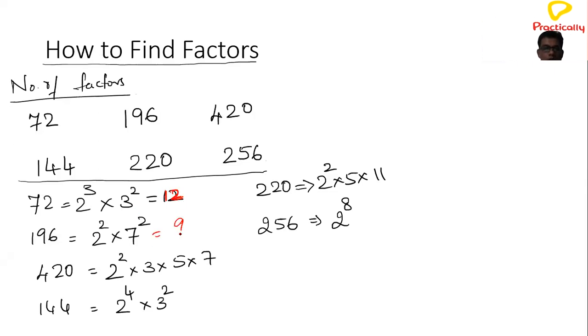3 3s are 9 is the total number of factors for 196. 3 2s are 6, 6 2s are 12, 12 2s are 24 is the total number of factors for 420. 5 3s are 15 is the total number of factors for 144. 3 2s are 6, 6 2s are 12 is the total number of factors for 220. And 9 is the total number of factors for 256. I hope all of you got this.